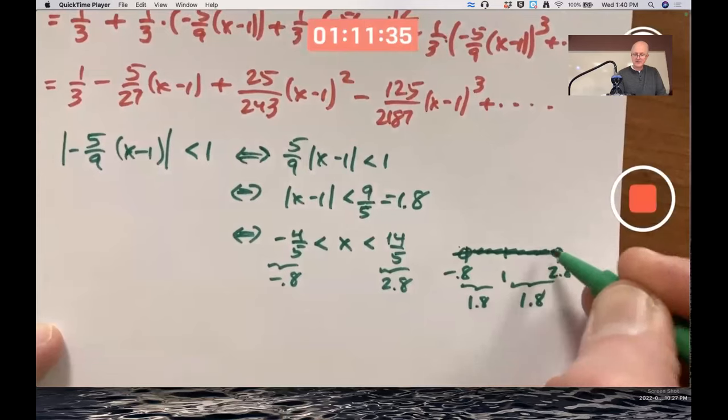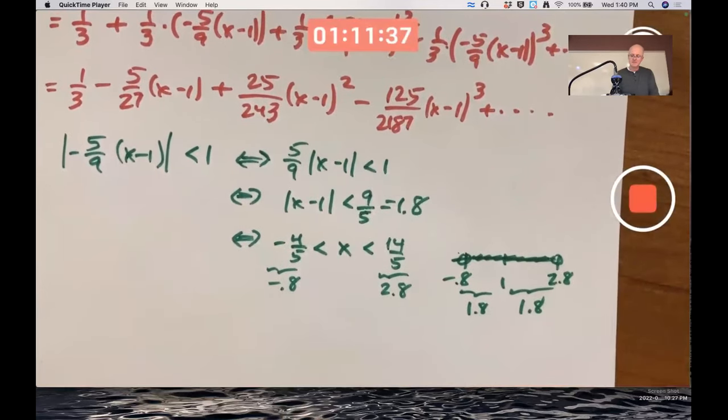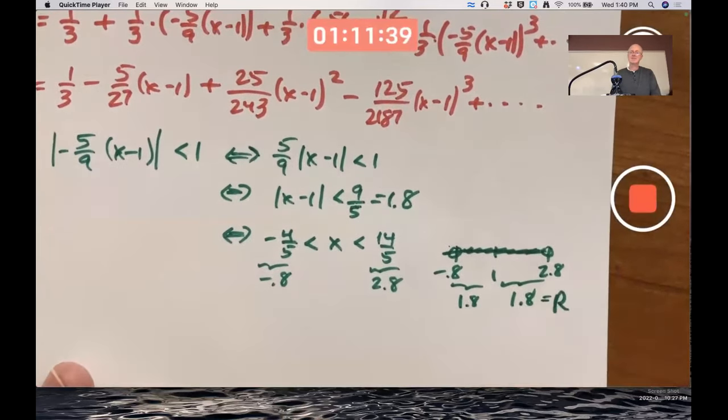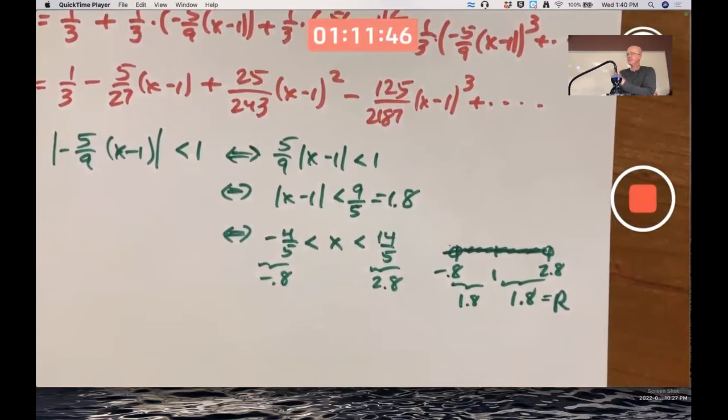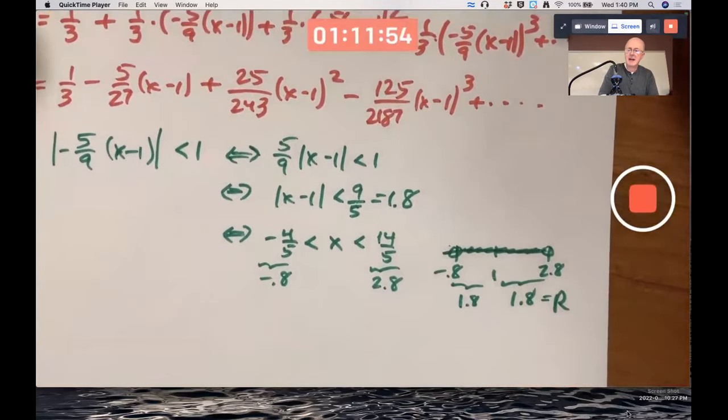Sometimes in intervals of convergence, you do include the endpoints, and sometimes you do not. And sometimes you even include one endpoint, but not the other. With geometric series, you do not include the endpoints. That's the interval of convergence. That's the radius of convergence. And let's give me 30 seconds. We'll check the answer in Mathematica.